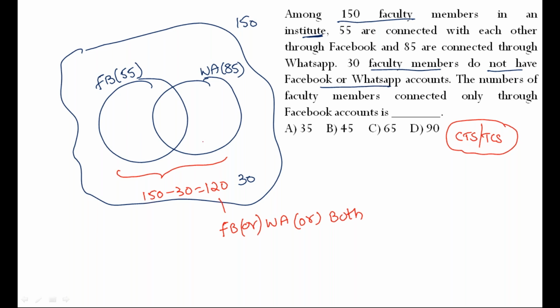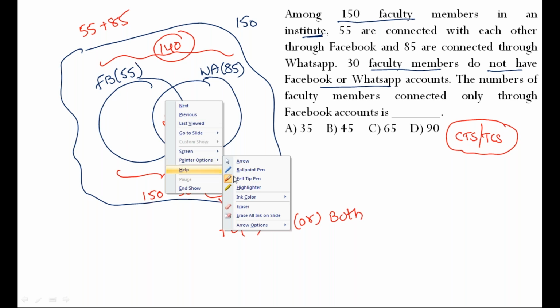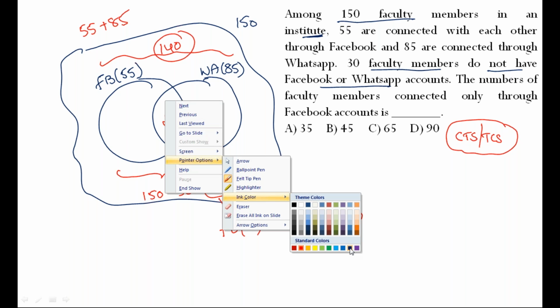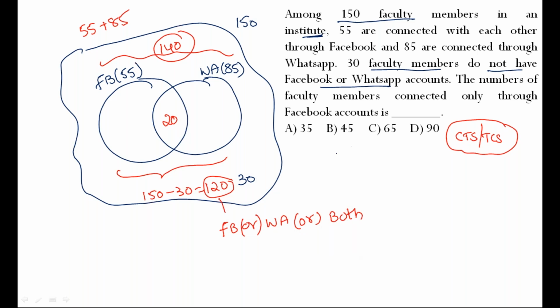Now, this area combined should be 120, but if you add 55 plus 85, we'll get 140, but you need to get 120. So what is the extra here? 20 extra, and the 20 is nothing but common. If we add directly 55 plus 85, you will get 140, but the total is 120 only. The extra is 20, and that 20 is both. Or else see that N of Facebook union WhatsApp is equal to 120, which is Facebook plus WhatsApp.